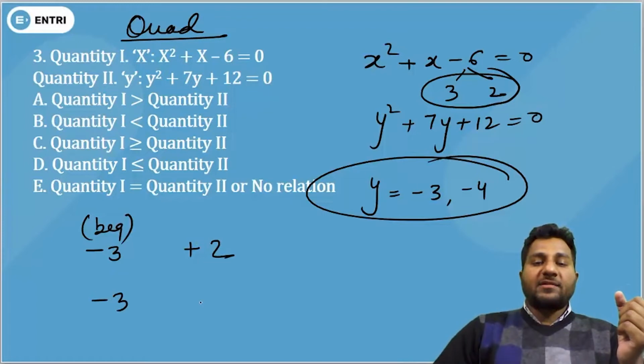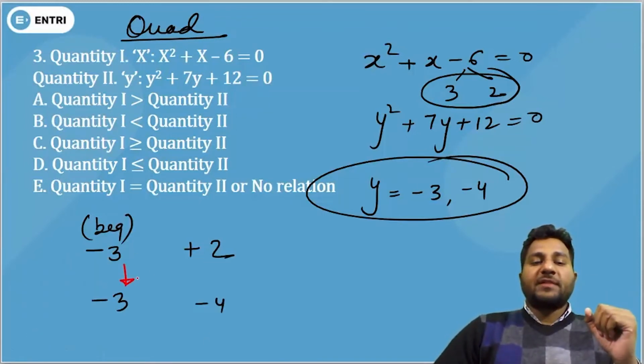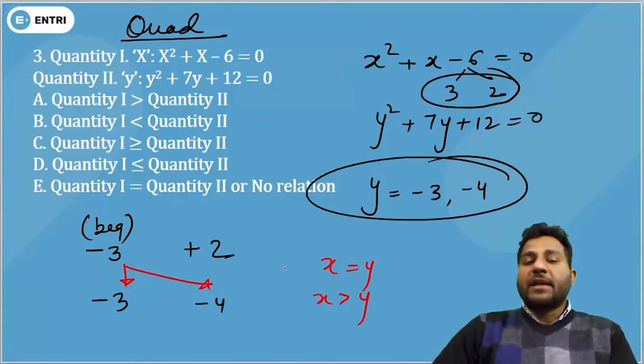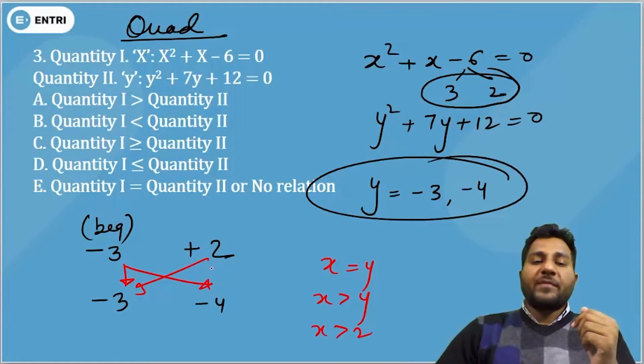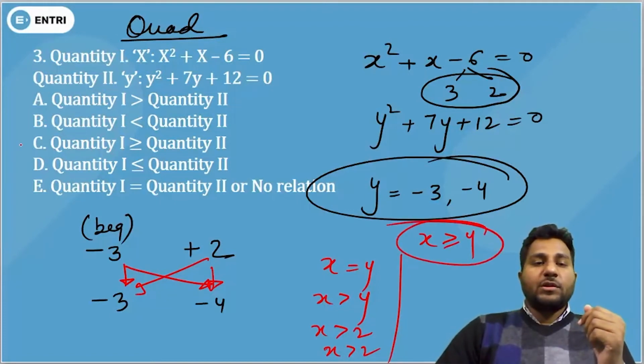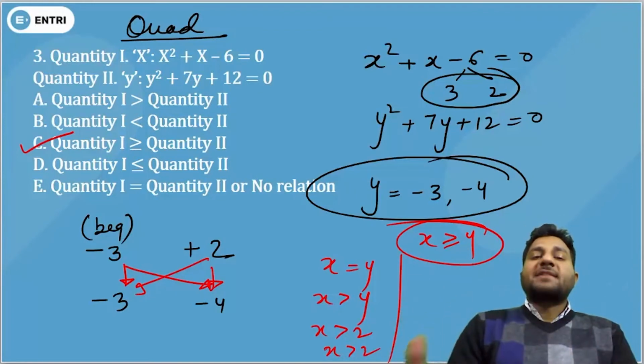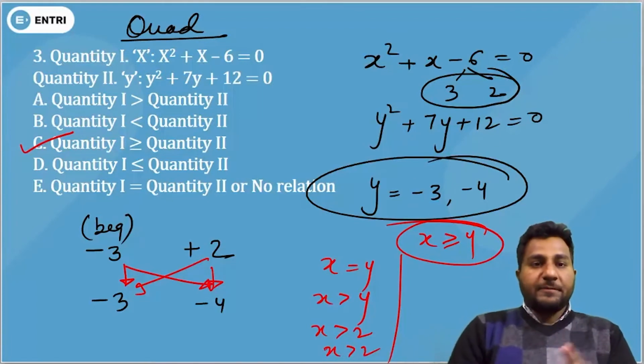Now -3 and -4. So let's compare these two data. So -3 equals -3. That means x is equal to y. X is greater than y. Why? Because -3 is greater than -4. Plus will always be greater than both the values. So in this case, x is greater but equal as well. So your option C will be the correct one. So that's how I have solved the question, and that's how you need to understand it.